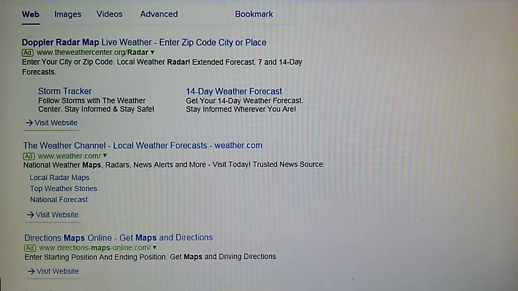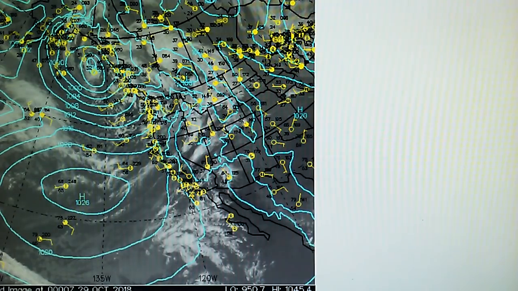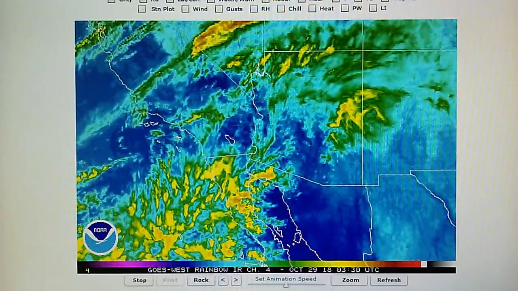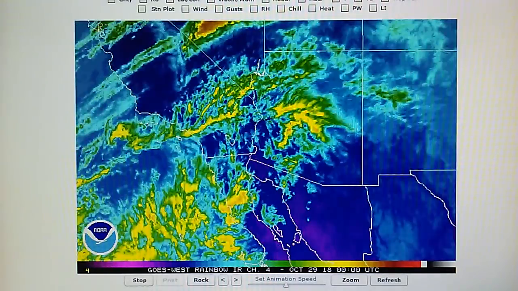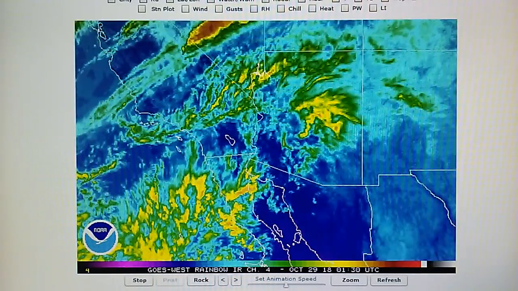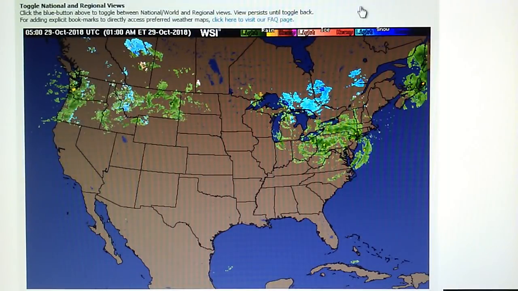Let's go ahead and take a quick look at the Doppler map here before we close this thing out real quick. While that's loading, we'll take a look here at the Southwest map. Okay, let's see if we can get this thing loaded up. Okay, there it is. So we've got the Doppler map up.